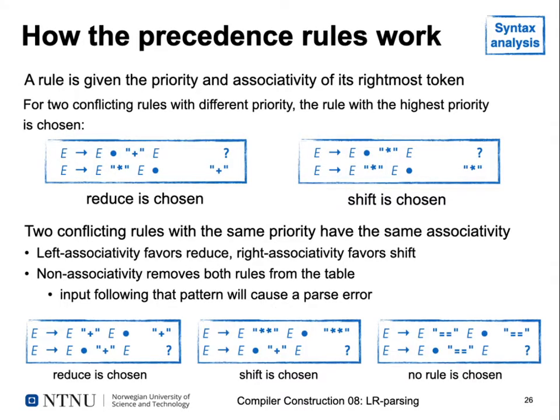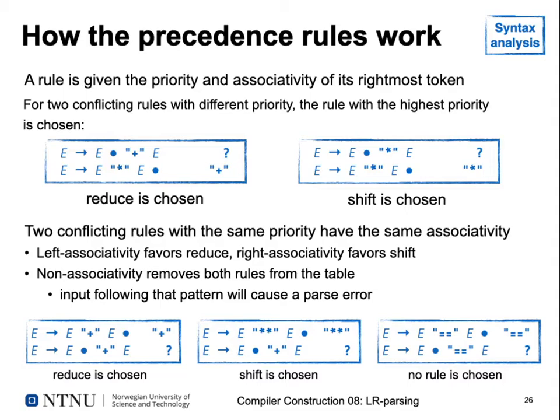So how do these precedence rules actually work? A rule is given a priority and the associativity of its rightmost token. And if we have two conflicting rules with different priority, then we choose the rule with the highest priority. So in this case here, if we have two rules, E can derive E, current input symbol plus, E, and an arbitrary following symbol, or we could do a reduction here. So by using E can derive E times E, and the plus must be coming next, then we would choose reduce because of the higher priority of the multiplication symbol here.